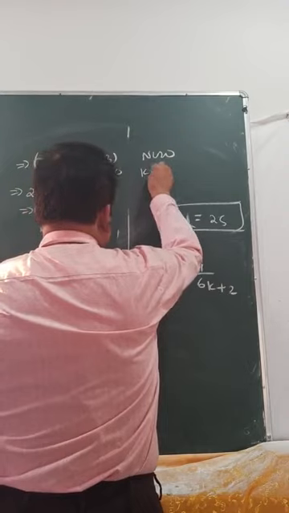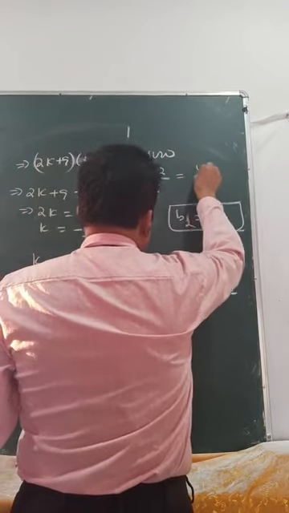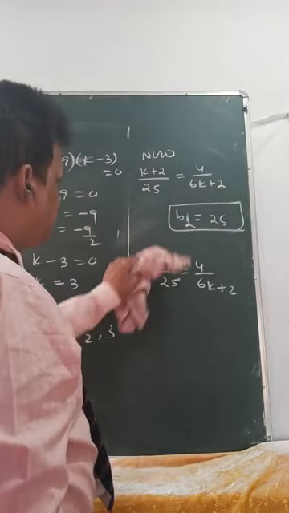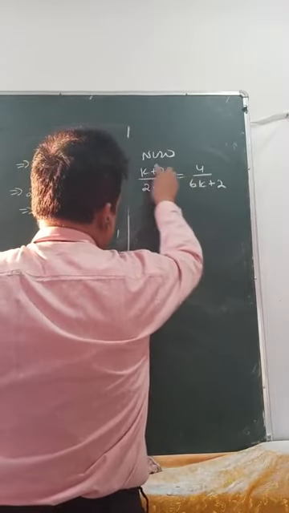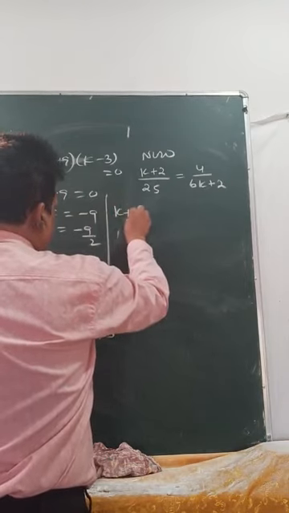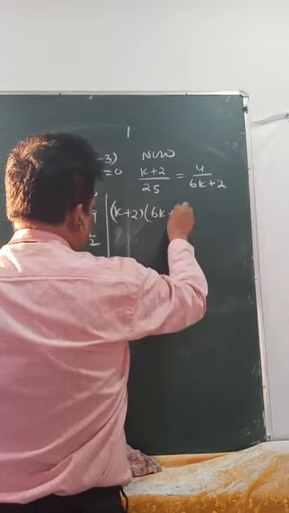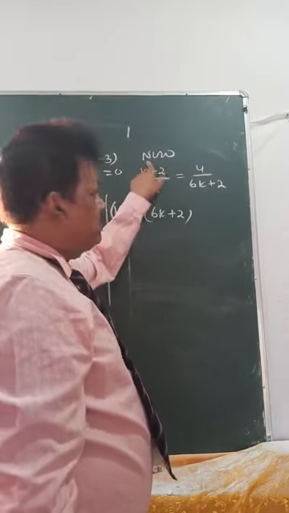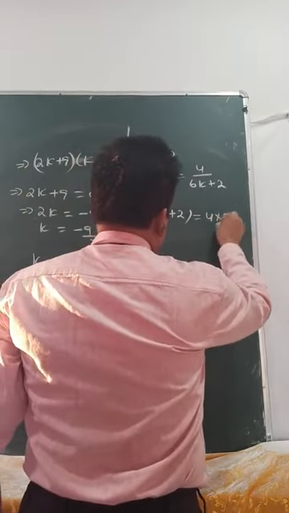Now, k plus 2 by 25 equals 4 by 6k plus 2. How to simplify? Again cross multiplication. What do you get? k plus 2 times 6k plus 2. This will be multiplied here, this will be multiplied here, equals 4 into 25.